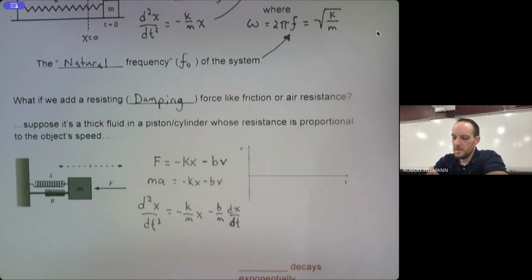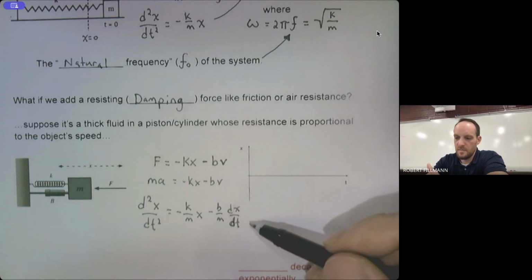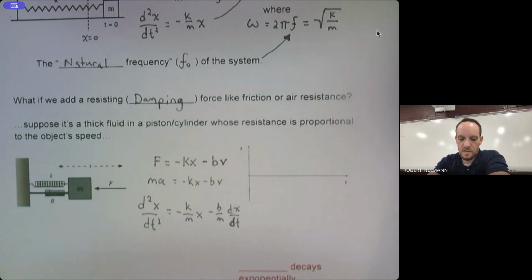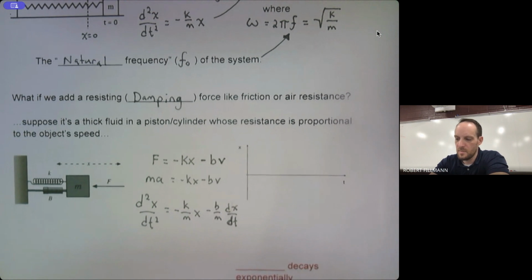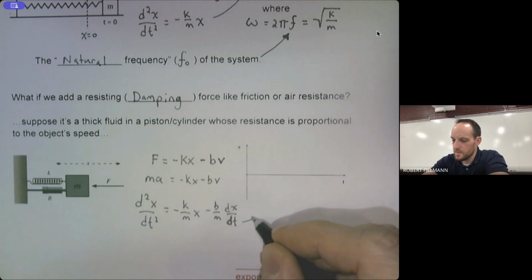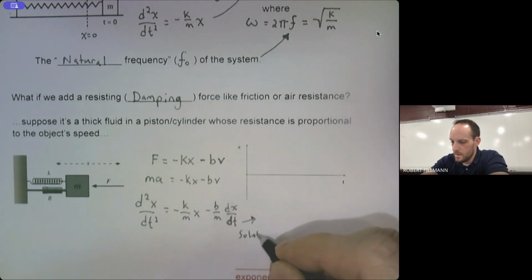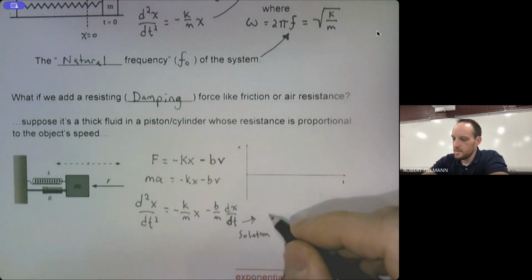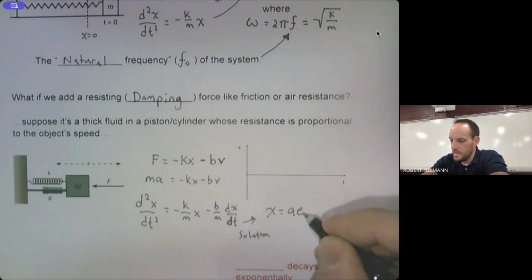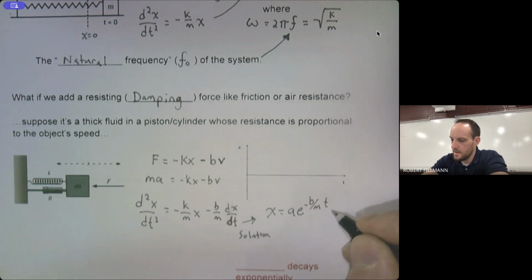So we're looking for a function that satisfies this, that is, the function minus its first derivative is equal to its second derivative. And again, there's all kinds of techniques for solving these kinds of things. Once you get some calculus under your belt, I'm just going to tell you the solution. Okay? The solution for this function that satisfies this looks something like this. x equals A e to the negative b over m t cosine omega t.